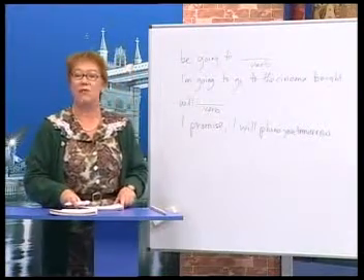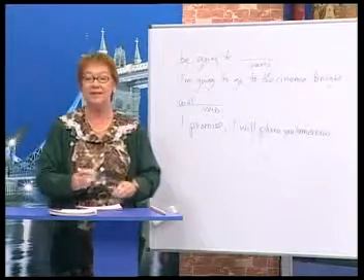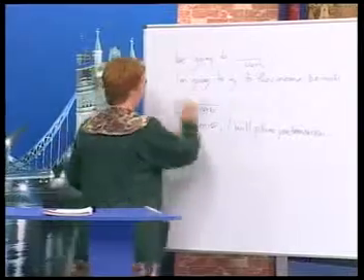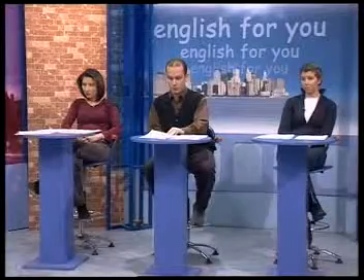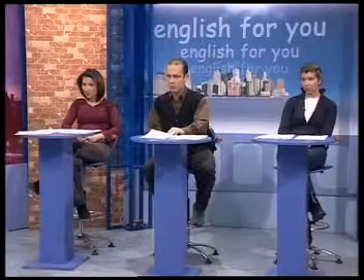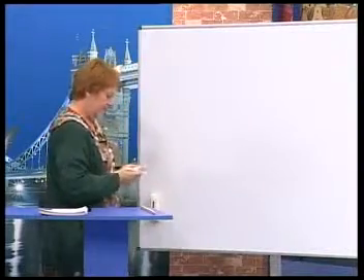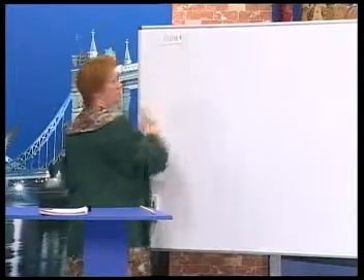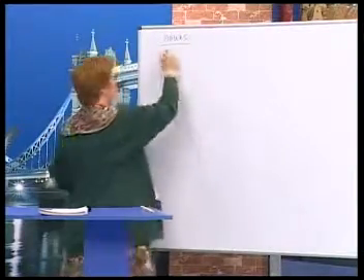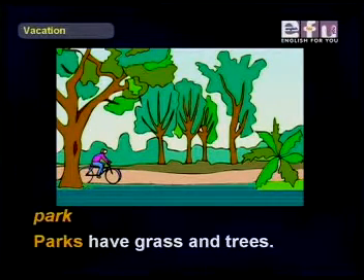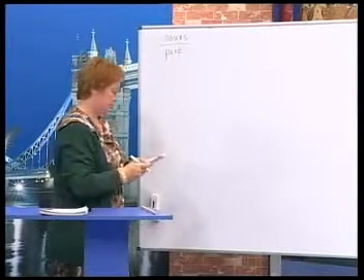And first, I want to tell you some of the words that we can use for a vacation. These are places. So let's make some room here, and then I'll show you some of the vocabulary that we can use for vacation. Now, these are nouns. The first one is park. Parks have grass and trees. We see parks in cities.